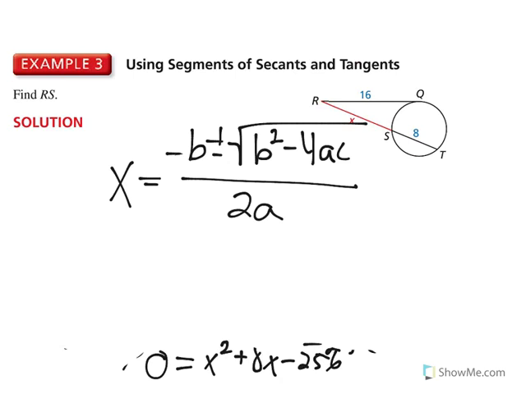Okay, so the letters correspond to what's in the position. Whatever's in front of x squared, that is considered your a. So it's ax squared plus bx plus c. Okay, those are your letters. So when we use those letters, we just plug them in.